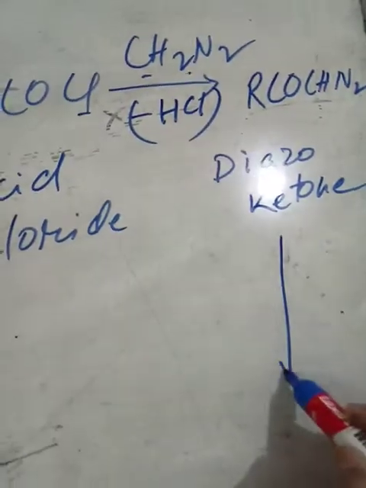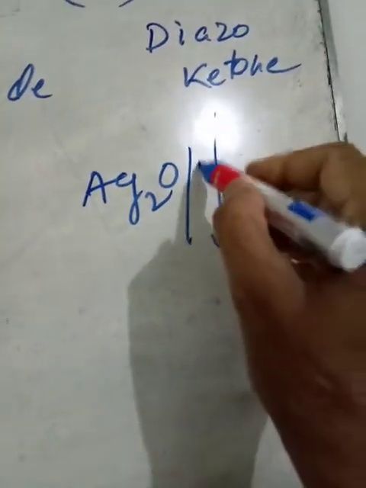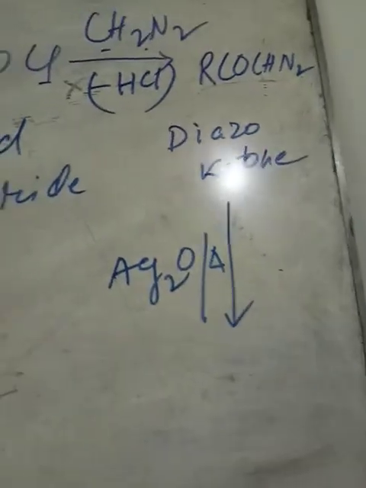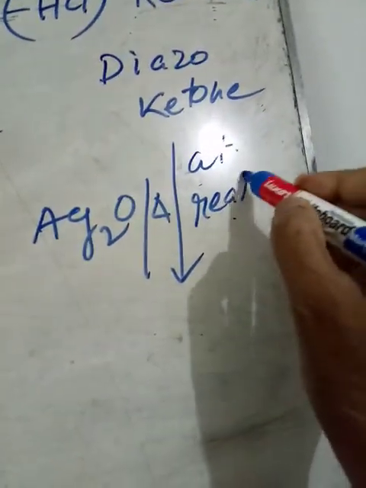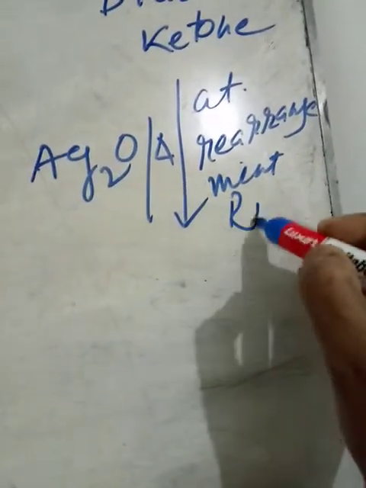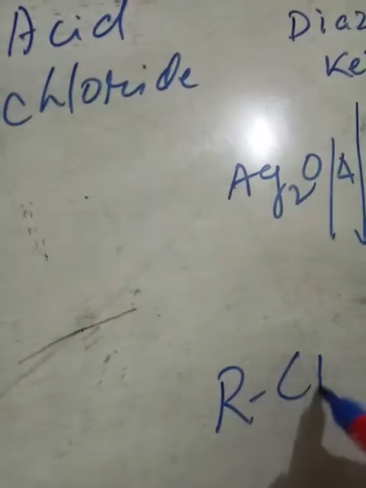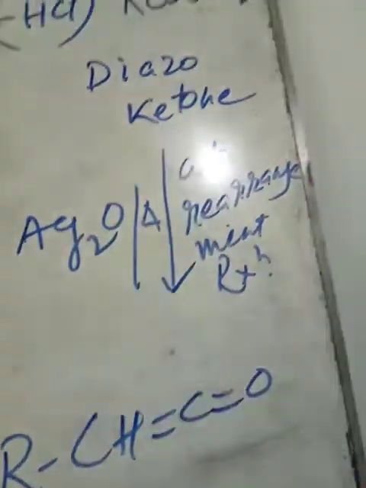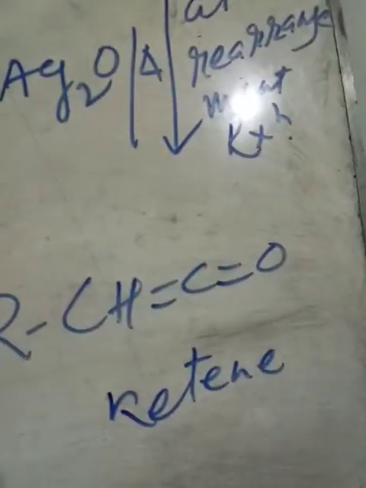This diazoketone, when heated with a catalyst, silver oxide, then atomic rearrangement reaction occurs. And you will get a ketene, RCH double bond C double bond O, eliminating nitrogen. This is ketene, a new type of compound, not ketone.